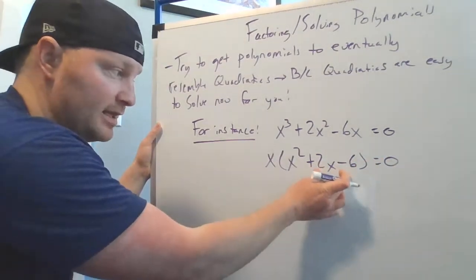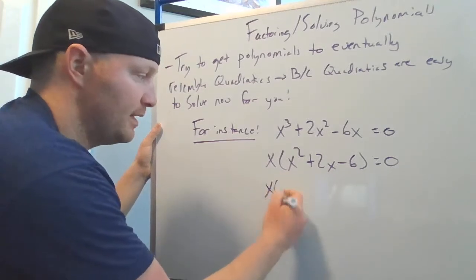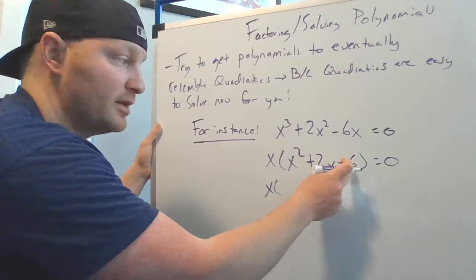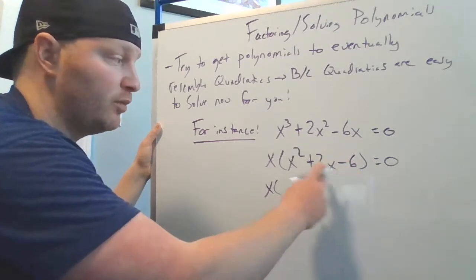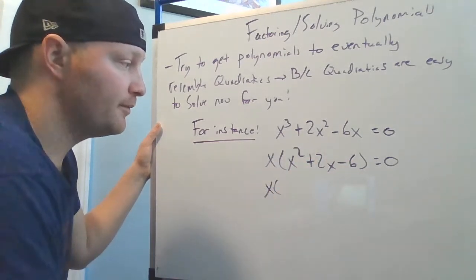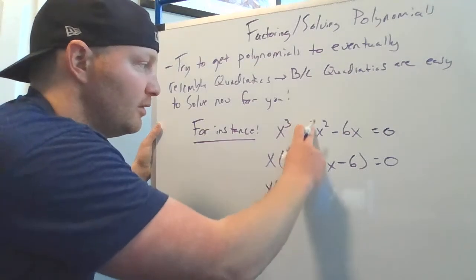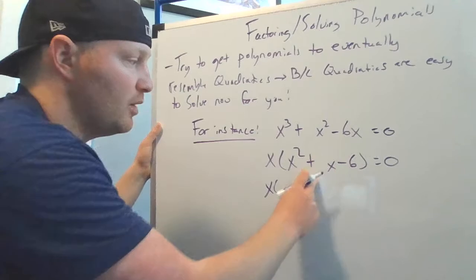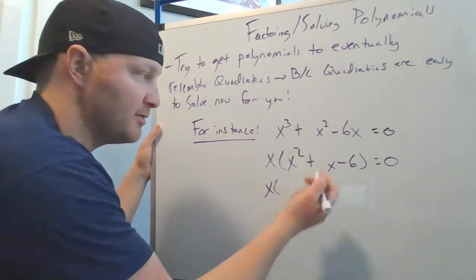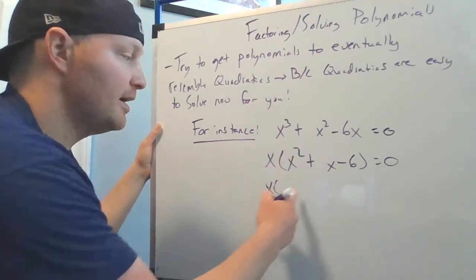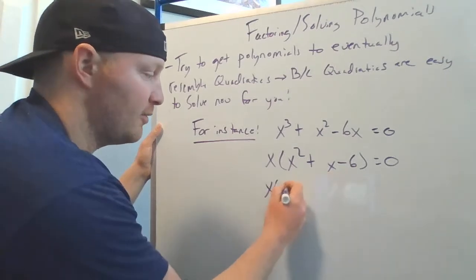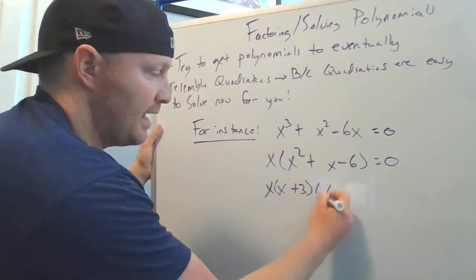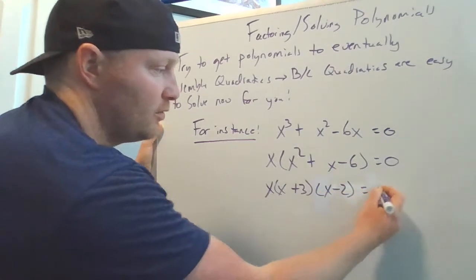Because then this factors down one more time, and I know that negative 2 times positive 3 is negative 6, and negative 2 plus 3, oops, this should be 1. Alright, that was my fault. I just went a little too fast on that one. So now I know that this is going to be x plus 3, and then x minus 2 equals 0.